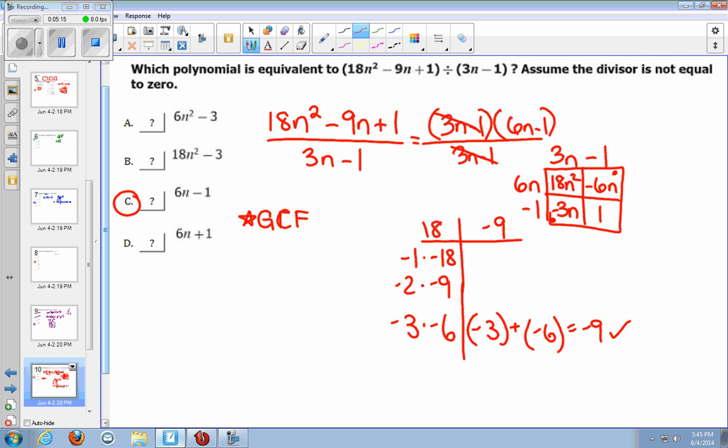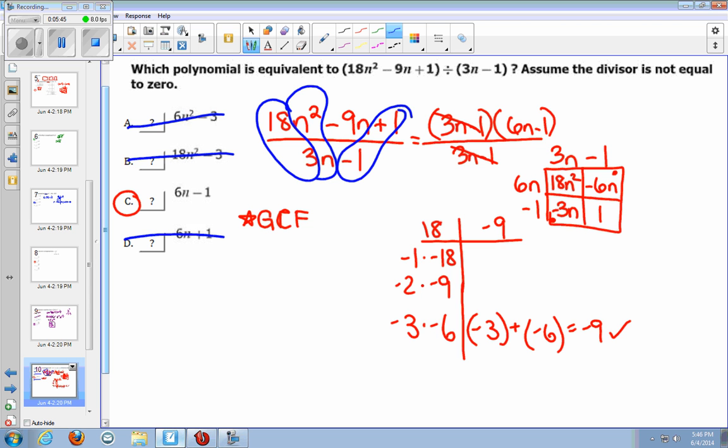Okay? If you're looking for a shortcut to this, I always tell my kids to look at the first coefficients and the last coefficients. If you do 18 divided by 3, I'm going to get a 6. So I can definitely cross that out. And if I look at n squared divided by n, I'm going to have an n. So I can get rid of that term with an n squared on it. And then finally, when I do 1 divided by negative 1, I'm going to get negative 1, which allows me to cross out this term.